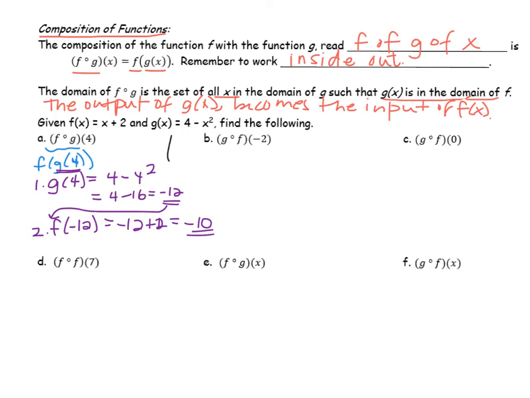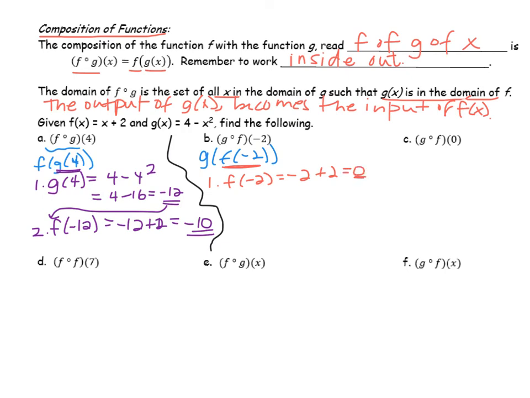Let's try just one more, and then we'll finish the rest tomorrow in class. g of f of negative 2. Now notice the order of the letters is switched, which means we'll evaluate them in the opposite order. To process this, we'll start with the inside. We'll evaluate f of negative 2 first. In the f of x function, negative 2 plus 2 is 0.